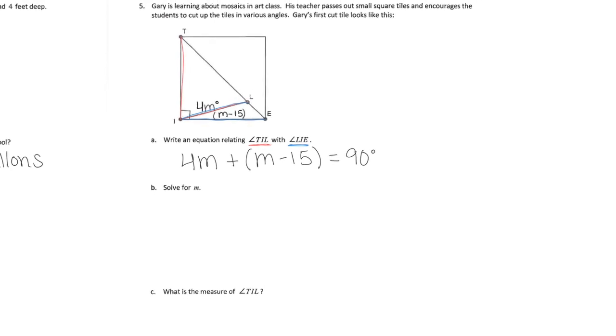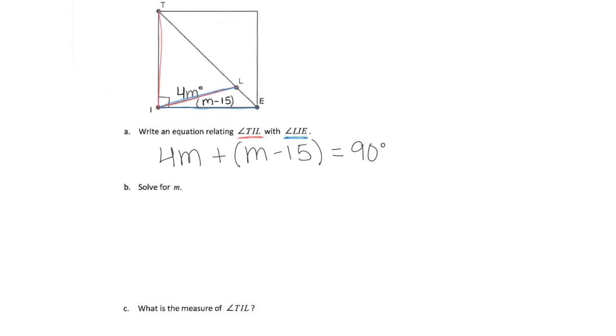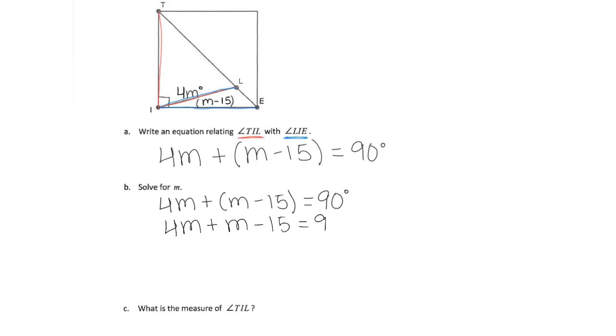M is the variable that we are using in this equation. So now I'm going to start with the equation that I just came up with. That was for A. So I have 4m plus m minus 15 equals 90 degrees. So now when I look here, I need to look at my parentheses. In my parentheses, I see that we have an addition sign outside of it. That means that all of my values inside of my parentheses are going to stay the same. So when I rewrite this out, I have 4m plus m minus 15 equals 90 degrees.